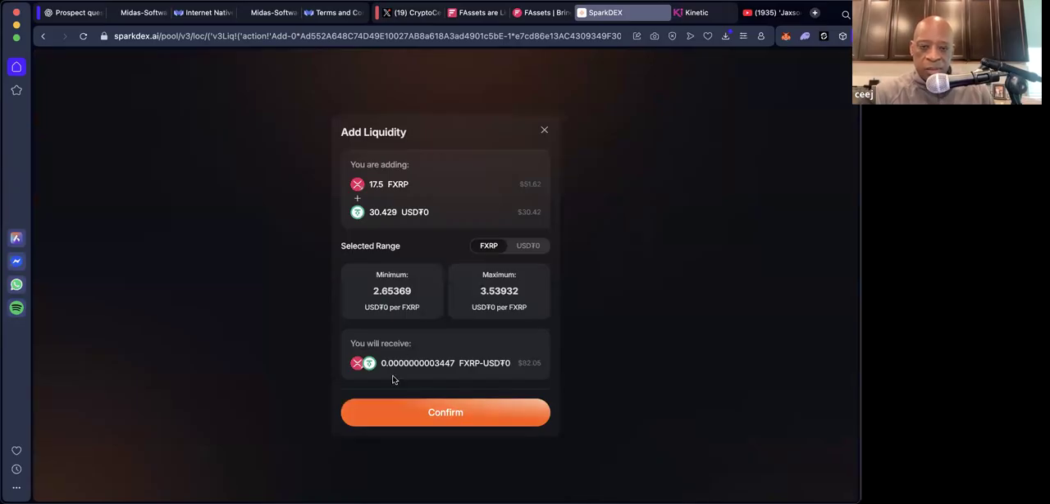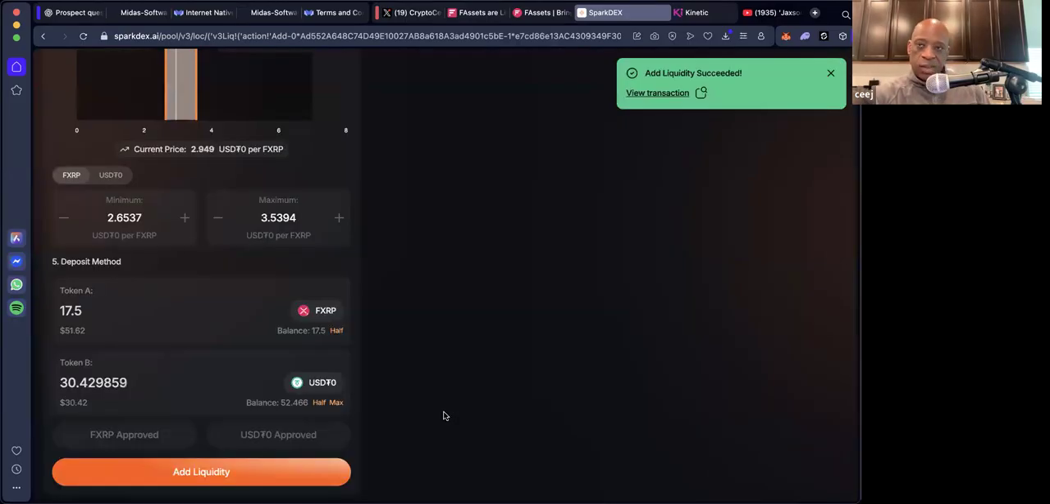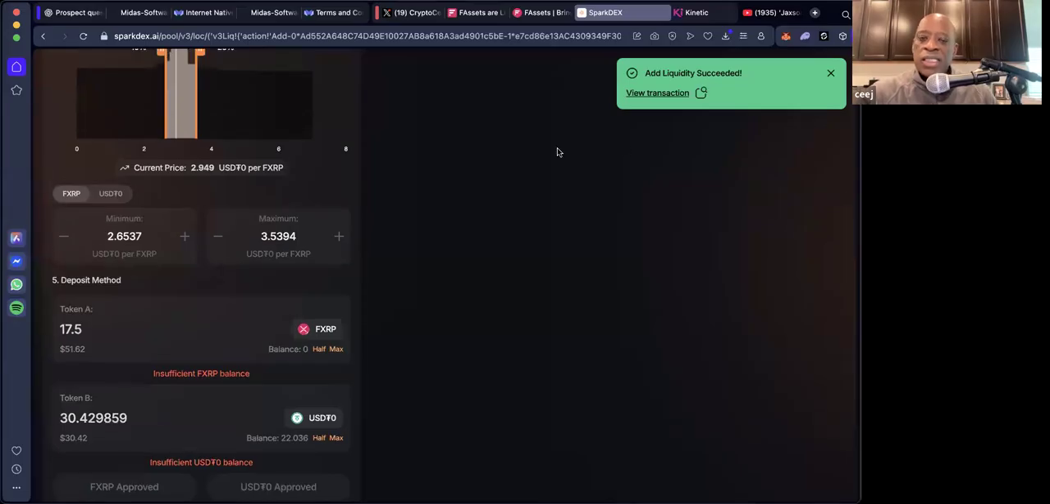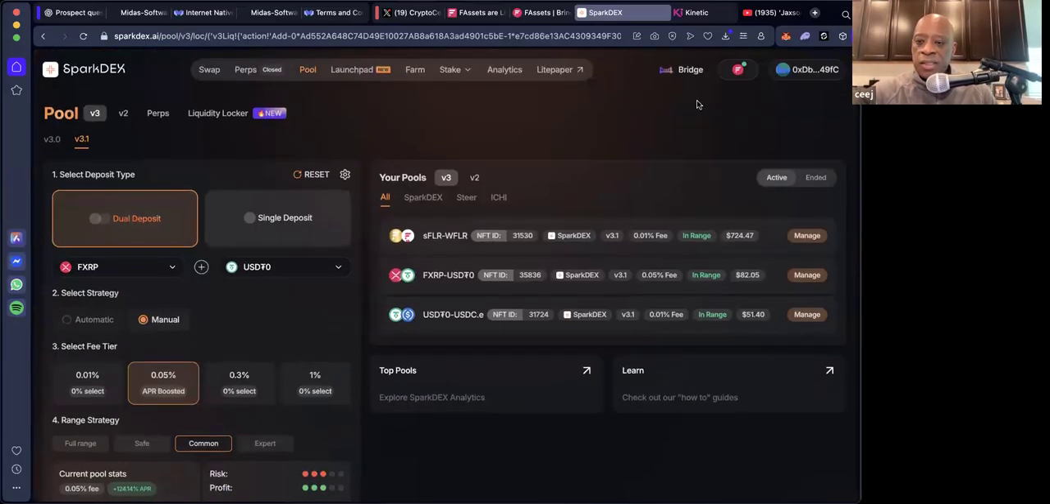Going to confirm this. You will receive here the LP token, the liquidity pair token, a representation of you entering the pool. And technically it's your share of the pool as well. So I'll approve it. Yeah, the thing is screaming right now. Add liquidity succeeded. And you can tell, here's my pool right here.